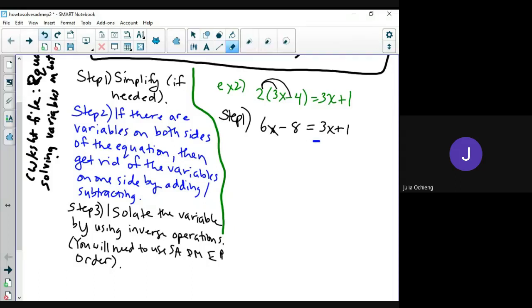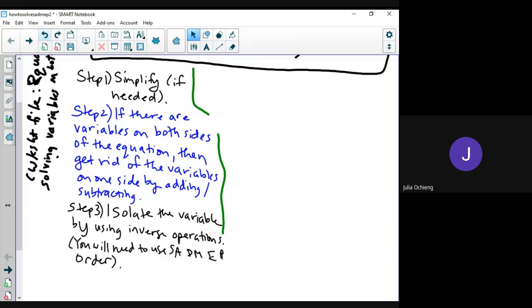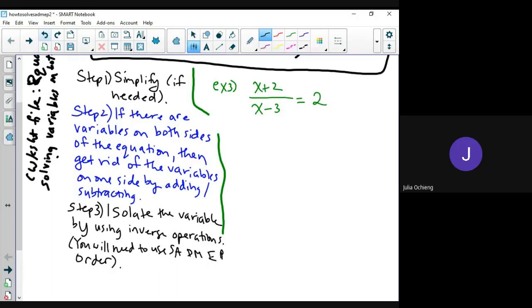Let's do another example. Also slightly different. So for this one, step 1 is to simplify if needed.